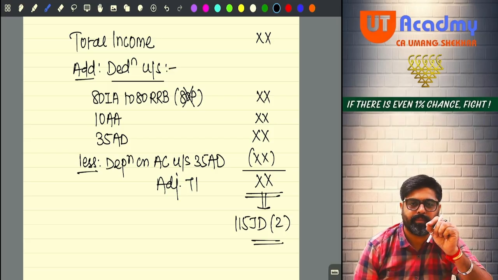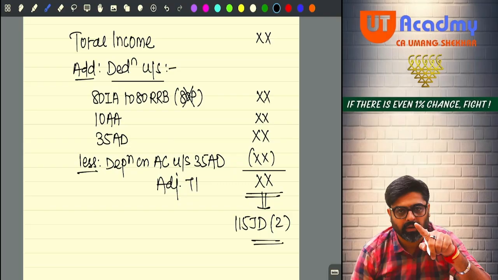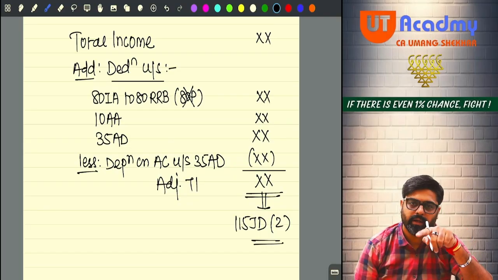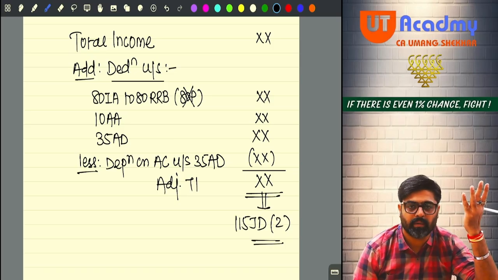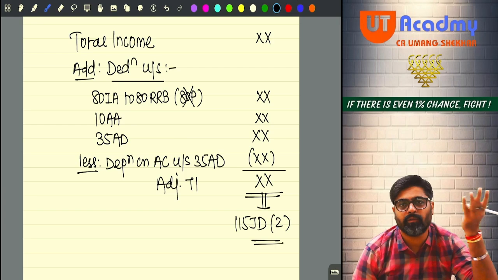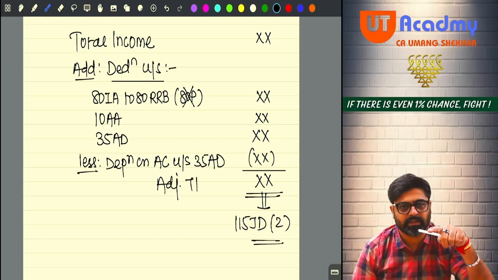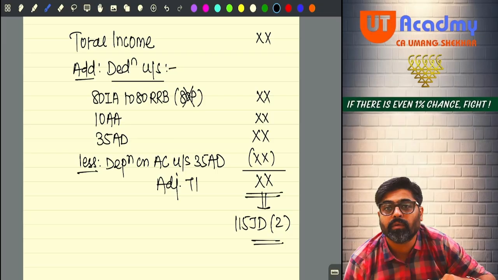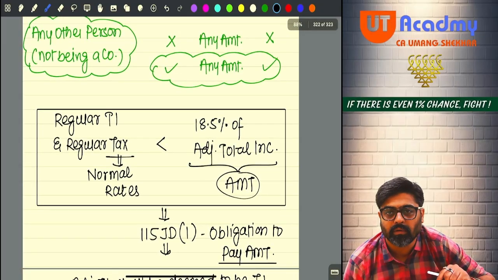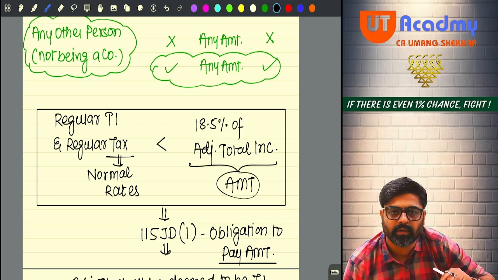Now 18.5%, that rate of AMT, you are supposed to apply on this amount. And how will this amount be calculated? It is given in 115JD subsection 2. Liability you will be able to calculate only if you are able to calculate adjusted total income under 115JD2. So calculate adjusted total income, apply 18.5%, you will get AMT. If that AMT amount is higher than the amount of regular tax, then ignore regular tax, ignore the regular total income, adjusted total income will be deemed to be your total income, and the AMT will be your income tax liability. That's it. Sure, sir? Now pay attention.